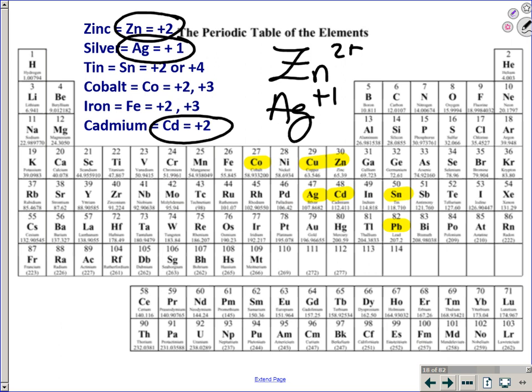And then where's cadmium in relationship to zinc? Right underneath it. So let's kind of call that a tip. That's a tip to tell you if zinc is a 2+, cadmium is also a 2+. Okay? All right, so do we write Roman numerals for these? No, because they always have the same charge.